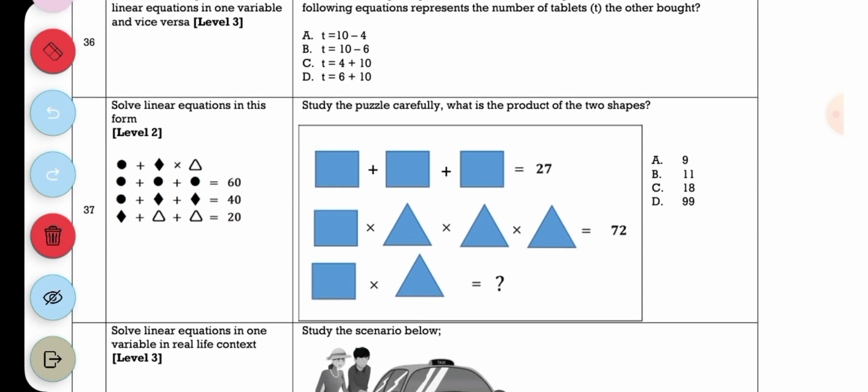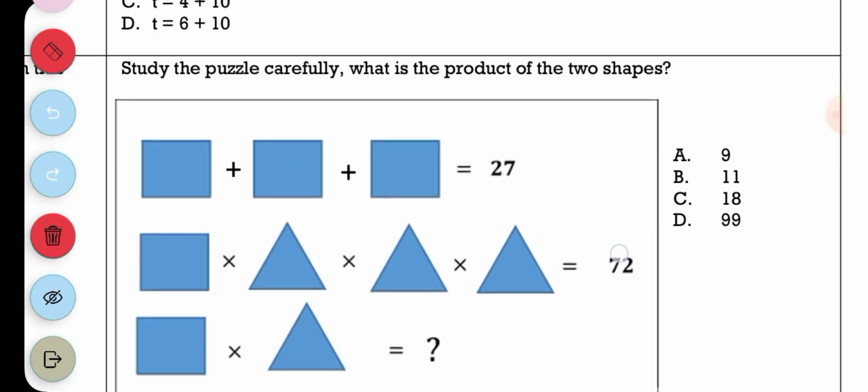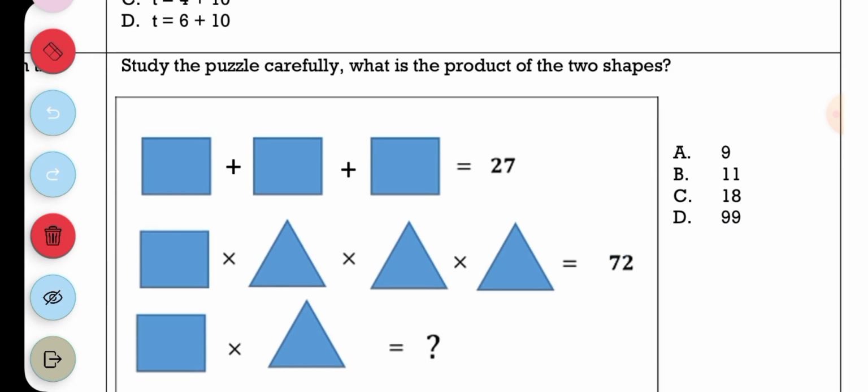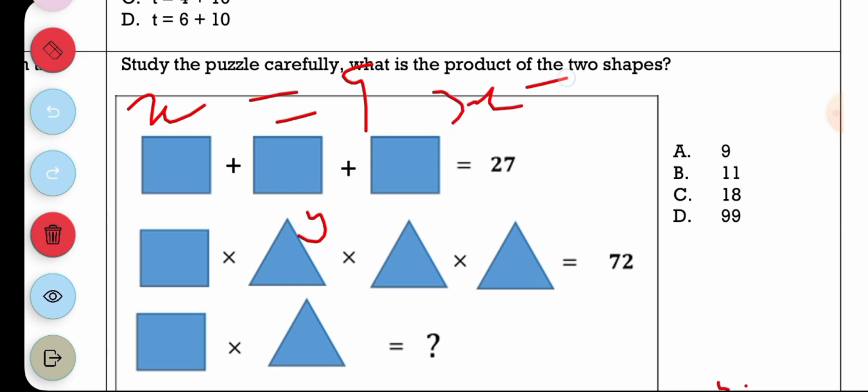Now, this question here is a linear equation question. You have different symbols with operations in between them. You call the rectangles x. You call the triangles y. So you can just work this. x plus x plus x will give you 3x, and 3x equals 27. You divide both sides by 3, we get 9. So we know that our x is 9.